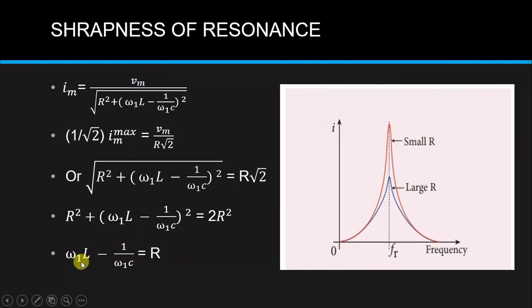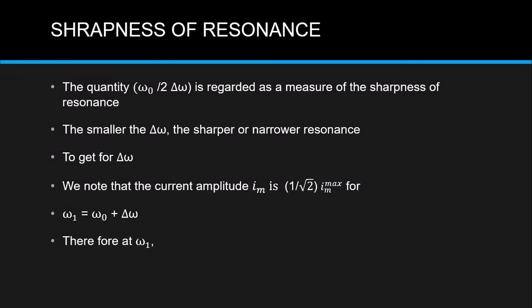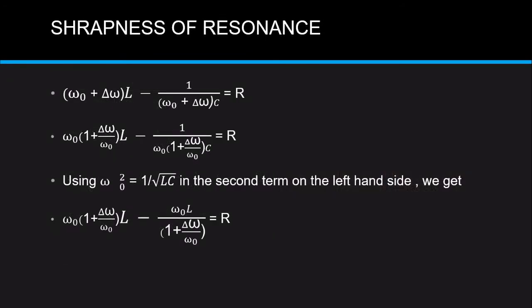So now the value of omega 1 is omega 0 plus delta omega. We will put that value here: omega 0 plus delta omega times L minus 1 upon omega 0 plus delta omega times C is equal to R.